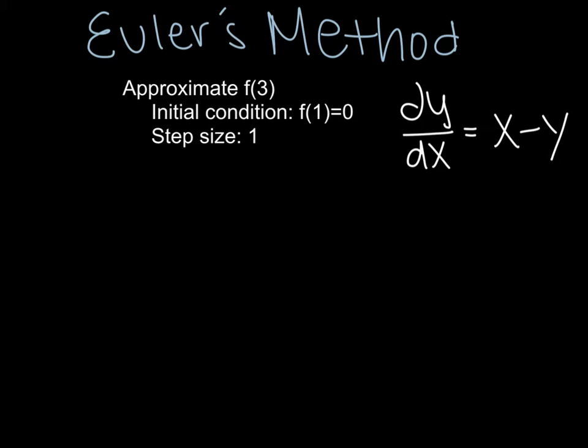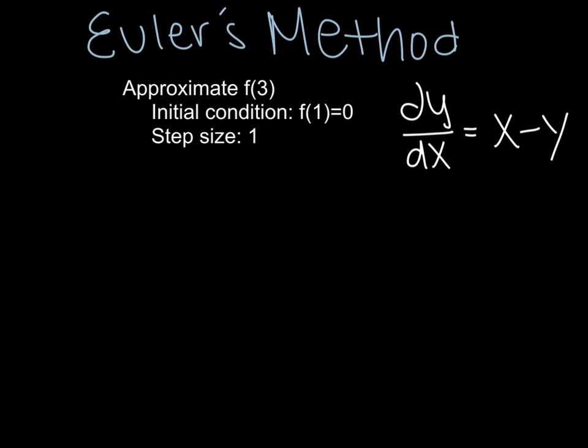So looking at solving Euler's method, it'll give you 3 basic important pieces of information, or 4. It'll tell you what to approximate. In this scenario, we're looking for f of 3. It'll also tell you the initial condition, which in this case is f of 1 equals 0, the step size, which is 1, and the differential equation that we'll be using. In this case, it's x minus y.